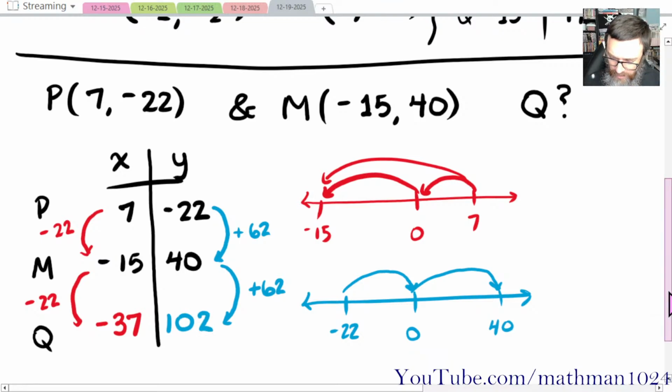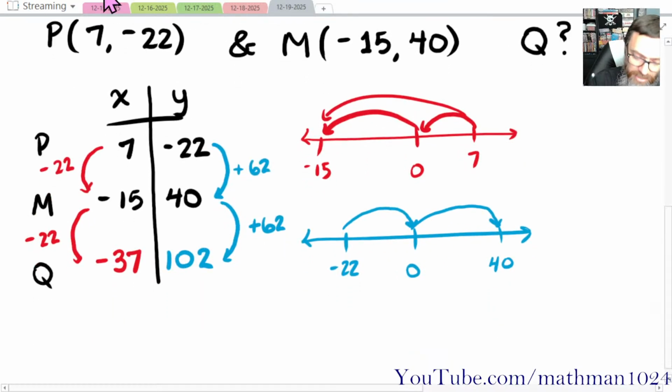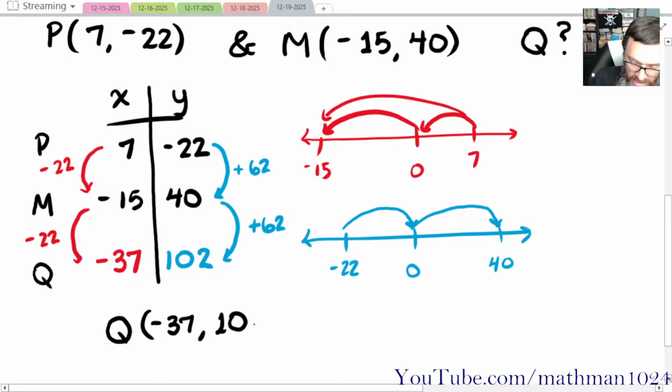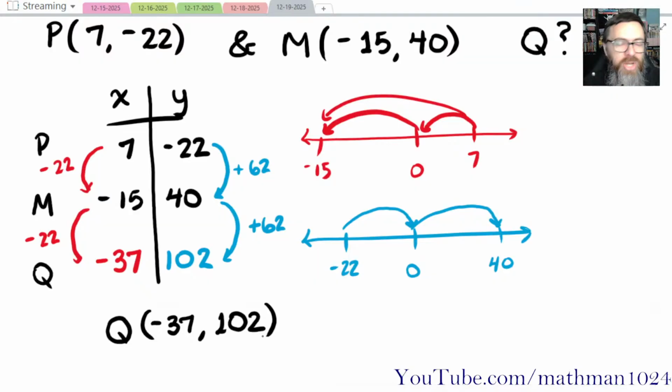Now, to make sure that we completely answer the question, you want to make sure you do it in the correct format. So that means that point Q is going to be the ordered pair negative 37, 102. And you can see how we're making that change for both the x and for the y. Now, we should be able to go back and check to verify that this is going to work out to give us the correct midpoint.